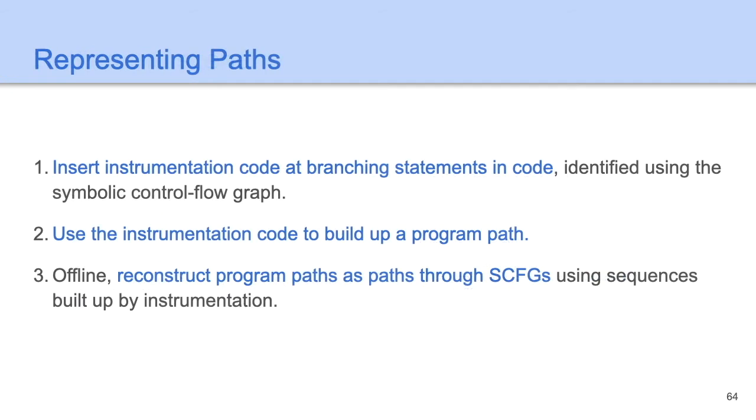Our approach to recording and reconstructing program paths consists of a 3-stage process. First of all, we insert instrumentation code at branching statements in code, identified using the symbolic control flow graph. Second, we use the instrumentation code to build up a program path, and the third step is done offline. In particular, we reconstruct program paths as paths through symbolic control flow graphs, using sequences of conditions built up by instrumentation.